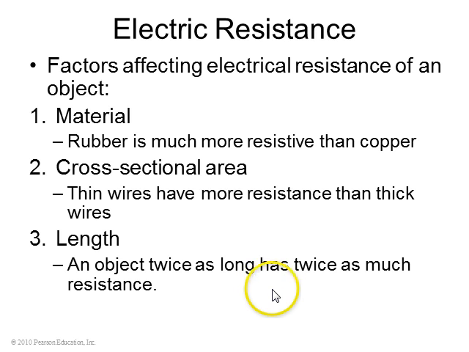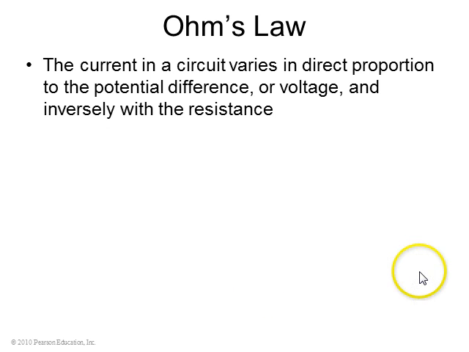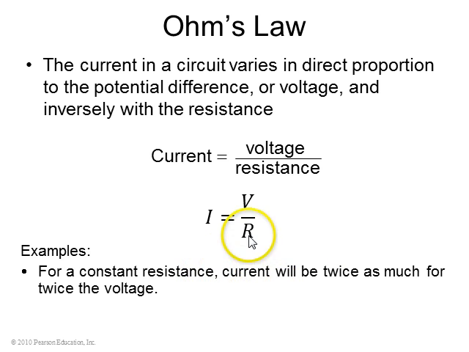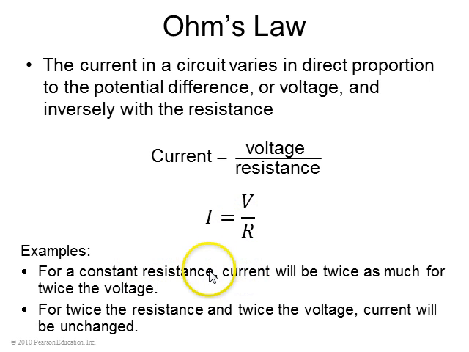Ohm's law states that the current through an object varies directly proportional to the voltage across it and inversely proportional to the resistance of the object. So in symbol form, it's I equals V over R. So for example, if you have an object with some constant resistance, you double the voltage, you'll double the current. If you double both the resistance and the voltage, the current will remain the same.